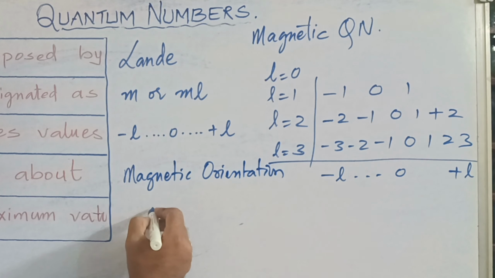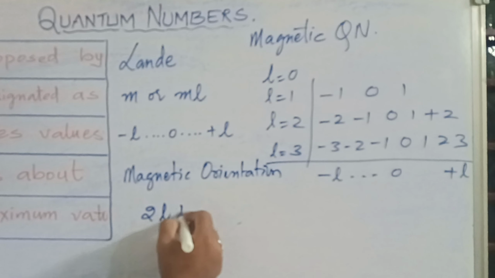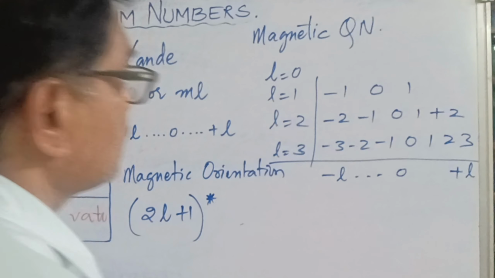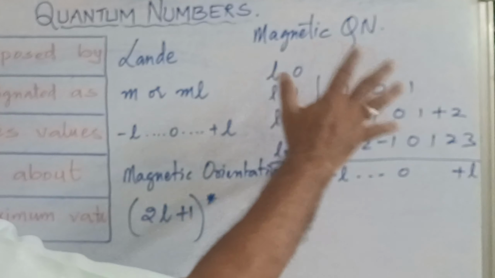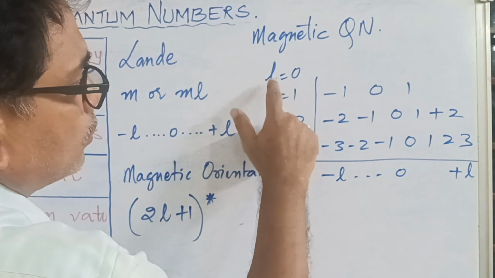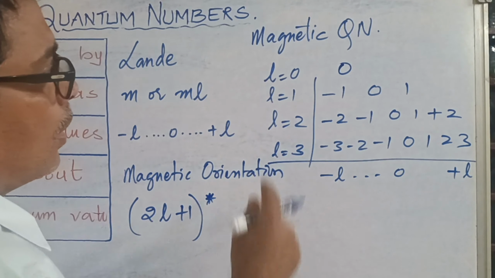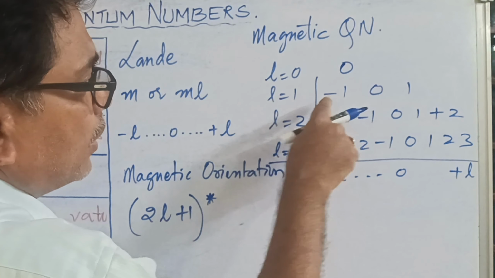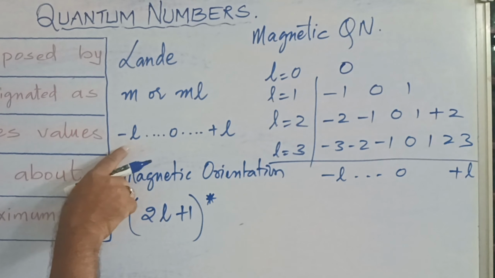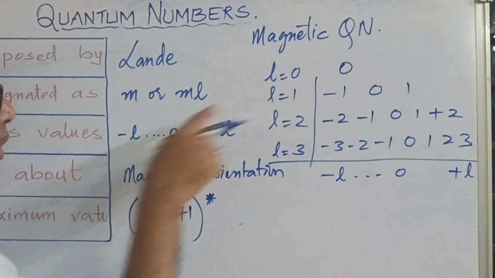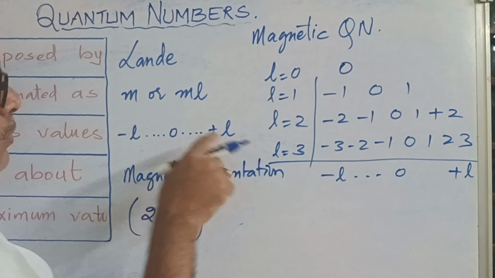The last one is that its maximum value is 2L plus 1. Now we will see this one, a very interesting one actually. Once again I will tell you, because I am going to rub this part. If L is equal to 0, then the magnetic orientation will be 0. If L is equal to 1, you start the value of magnetic orientation with the same L value, 1. So minus 1, 0 and plus 1.